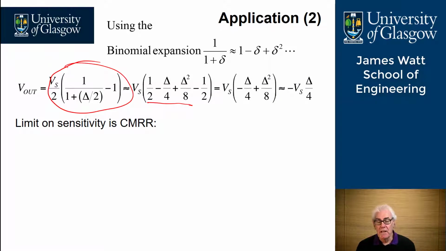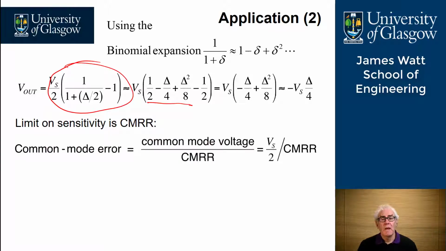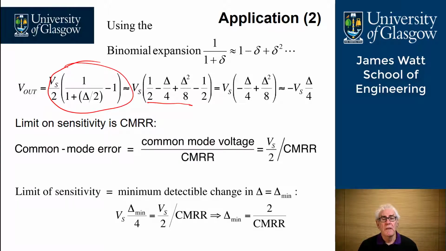Given that that's the output signal from a Wheatstone bridge, the limit on sensitivity is going to be the common mode rejection ratio of the instrumentation amplifier that you attach to that cell. And working through the maths and working at the limit of sensitivity, which in other words is the minimum detectable change in delta, or delta min, we can approximate that to delta min equals 2 divided by the common mode rejection ratio of the instrumentation amplifier.